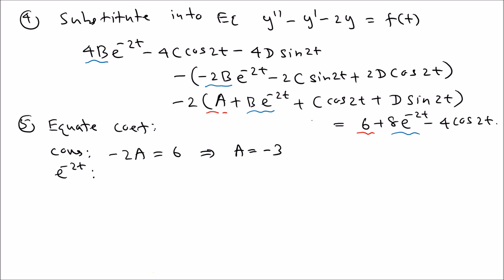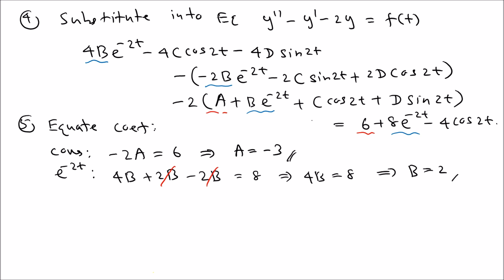So we have 4b, and then we have negative, negative, positive 2b, and then we have negative 2b. And then equal on the other side, we have 8. So how does this simplify? You can see this and that get cancelled. So you will get 4b equals 8. In other words, b equals 2.